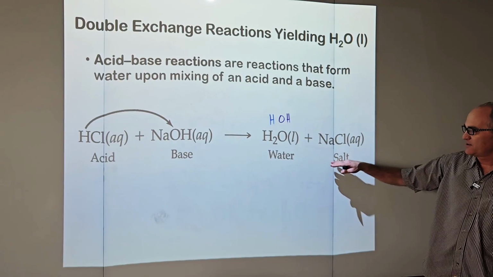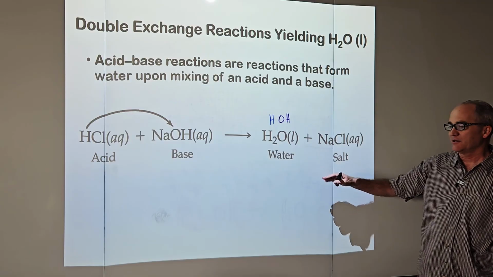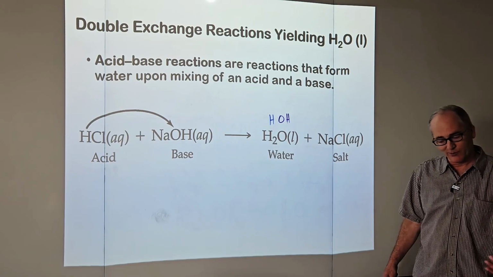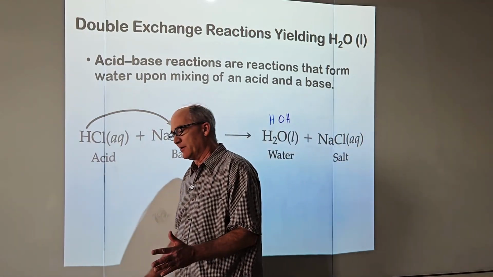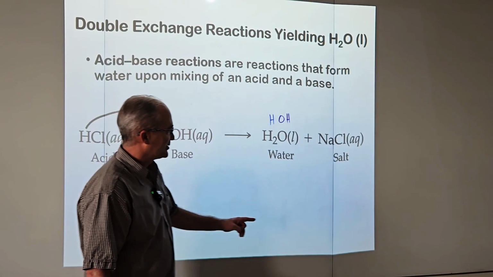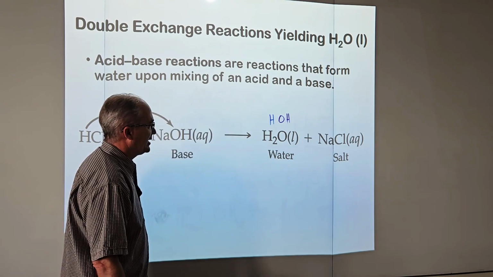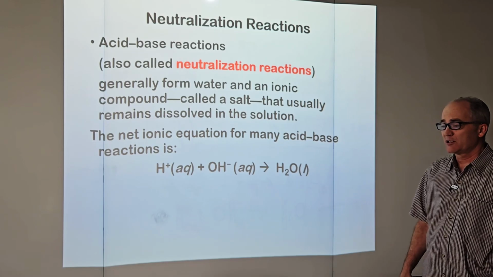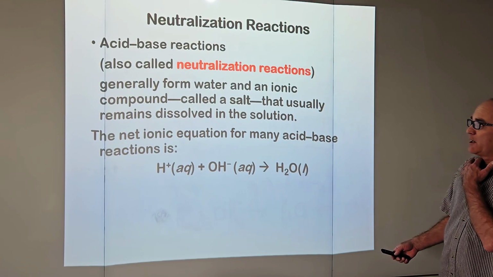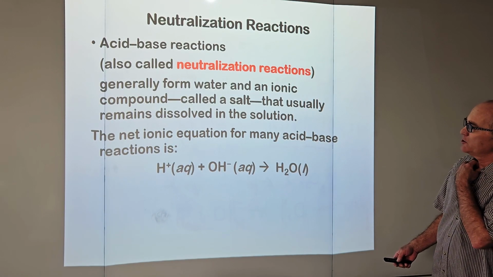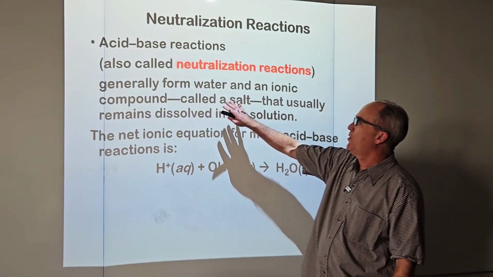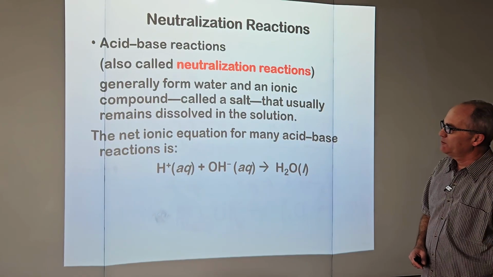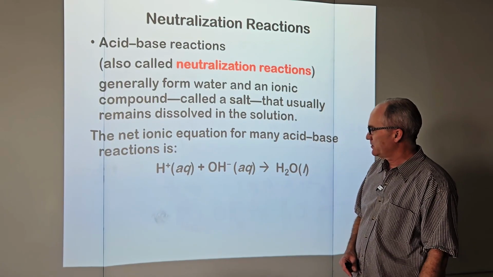All right, and here you see the salt. So a lot of times I say salt and everyone thinks sodium chloride, but it could be potassium bromide, could be magnesium sulfate. A salt can also be defined as taking the hydrogen of an acid and replacing it with a metal. So we also call an acid-base reaction a neutralization reaction. Generally they form water and an ionic compound called a salt that usually remains dissolved in the solution.